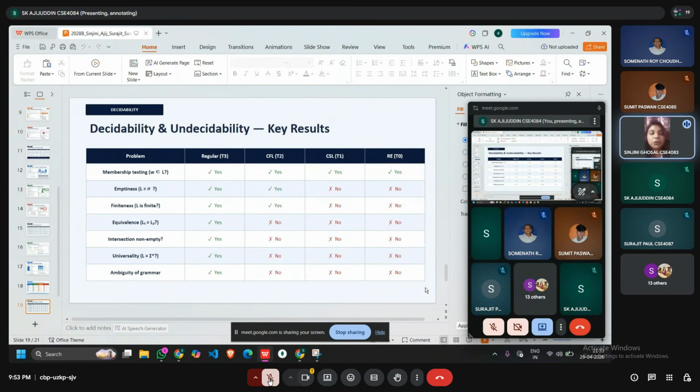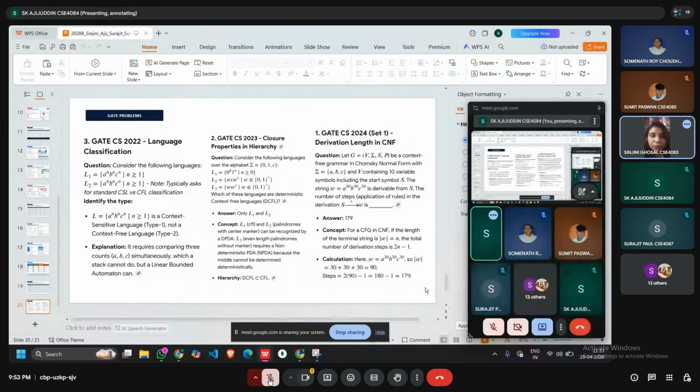Okay, let's summarize the key results. These are the decidability and undecidability results of all the topics we have discussed. This is the comparison table as we have seen. So I would like to come to the next slide, because all this we have covered before.